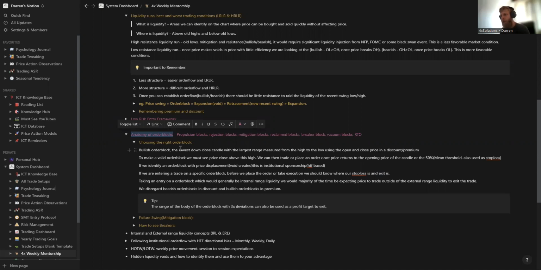Because we're not trading trend lines or moving averages, we're trading based on what we see in terms of liquidity. And if we can understand or have some kind of groundwork laid out for what is internal and what is external range liquidity, then it's going to help us a lot.